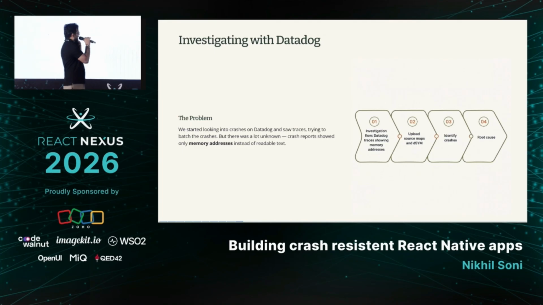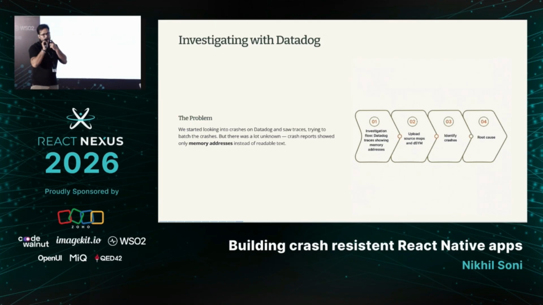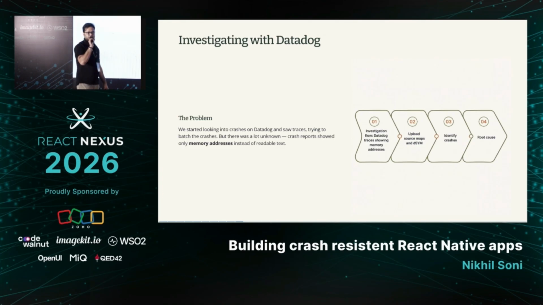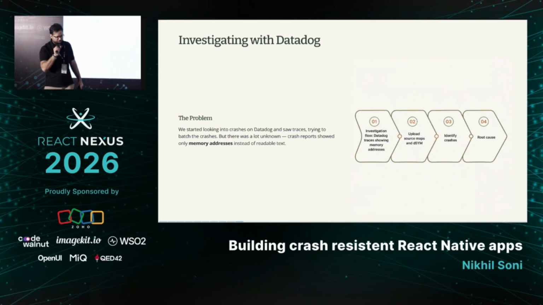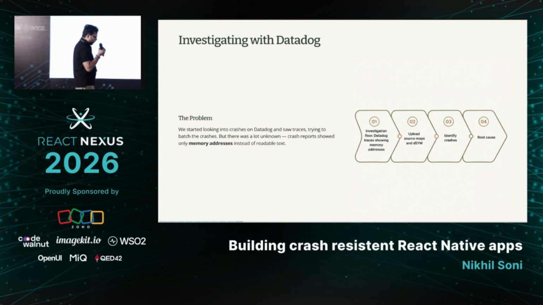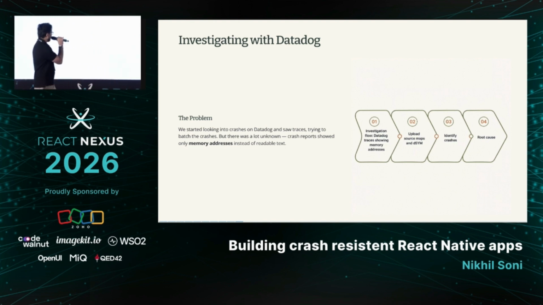The first thing is source map. Everyone is aware of source map. Source map is something which allows you to provide proper mapping of your code so that it becomes readable for you.